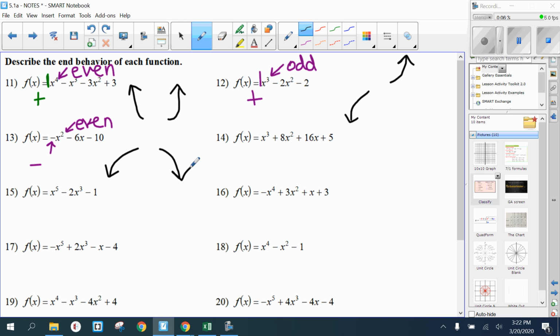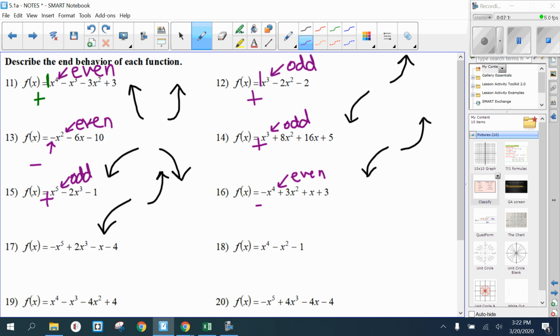Next one is odd and positive. Odd and positive, well, that's going to do the same thing as 12. Down and up. Notice I'm skipping the middle because I don't know what's happening in the middle. Something weird could happen. I don't know. Next one. Odd and positive. It's going to do the exact same thing as number 12 and 14, odd and positive. Odd just means that the two arms do something different, and positive means it goes uphill like a positive slope. Next one is even, so the two arms are the same, and negative, so they point down. That's going to go down and down. Even and negative, just like number 13.